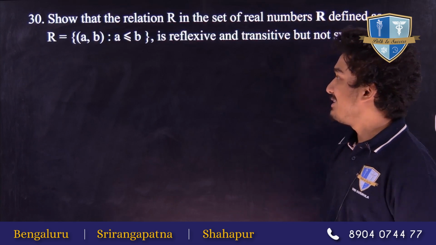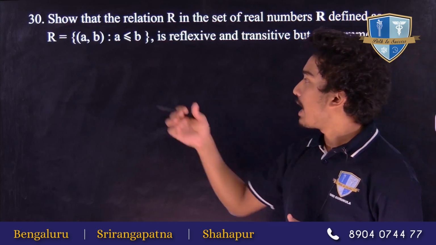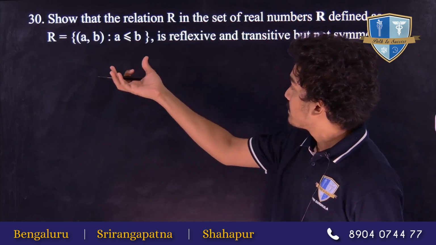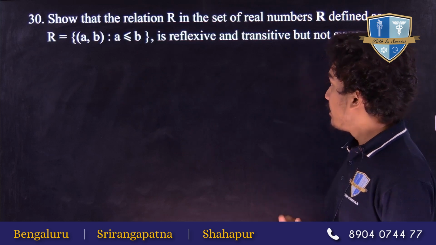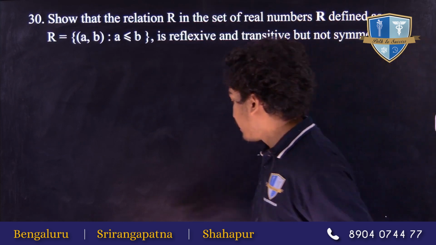So today's question is, show that the relation R in the set of real numbers defined as R equals {(a, b) such that a is less than b} is reflexive, transitive but not symmetric. So let's see everything one by one.